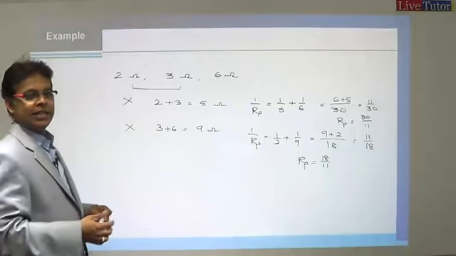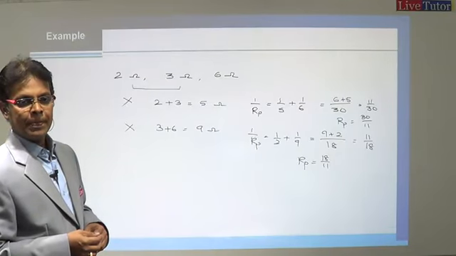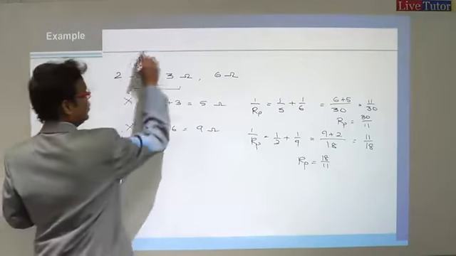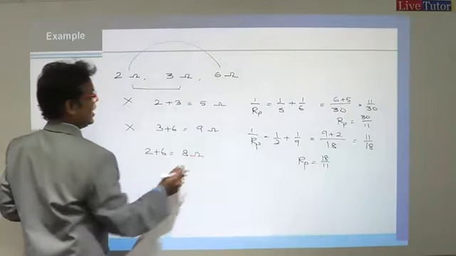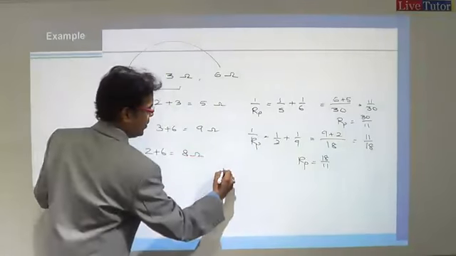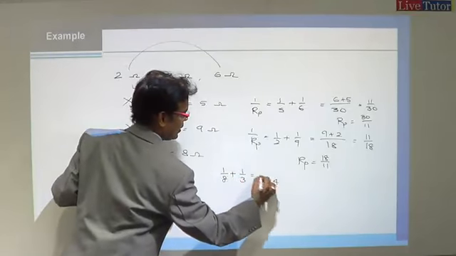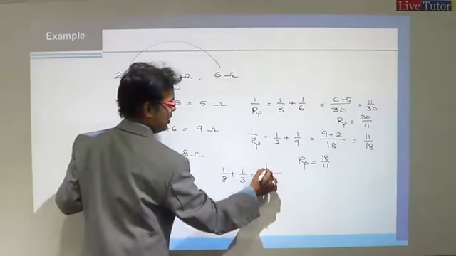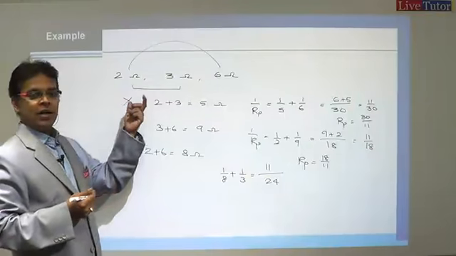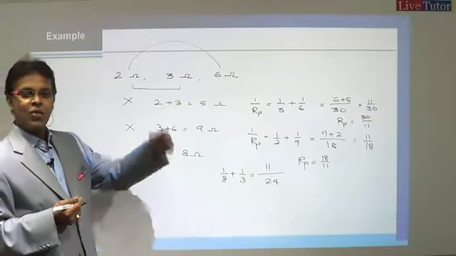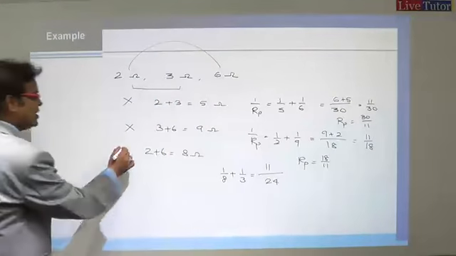Then which one shall we try then? Now you try these two. 2 plus 6 in series, that means 8 ohms. And that should be in parallel with 3. So 1 by 8 plus 1 by 3. So 24. That is also not coming. So instead of 2 in series and 1 in parallel, now what will we do? We'll take 2 in parallel and 1 in series. So all these 3 options are not possible.